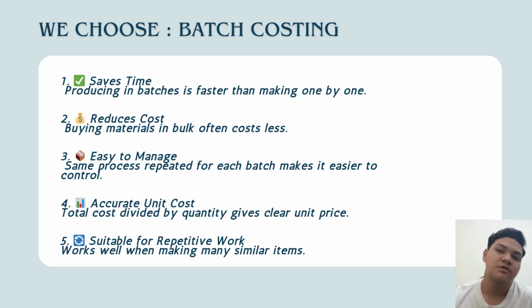Next is reduced costs. Buying the material in bulk often costs less. Next, the stock is easy to manage. You have the same process repeated for each batch, making it easier to control. And then the accuracy of the unit cost: the total cost divided by quantity gives a clearer unit price. And next, it is suitable for repetitive work, where it works well when making similar items.